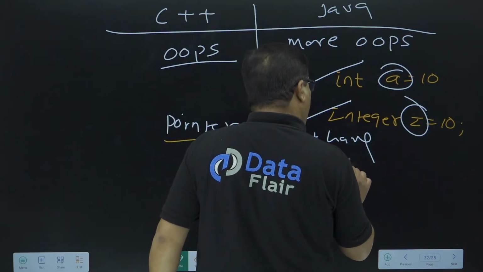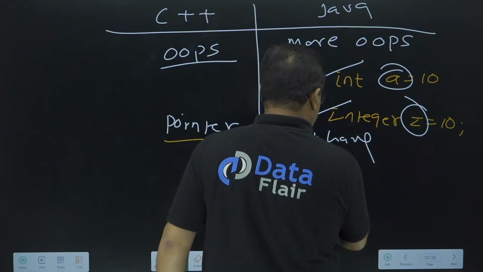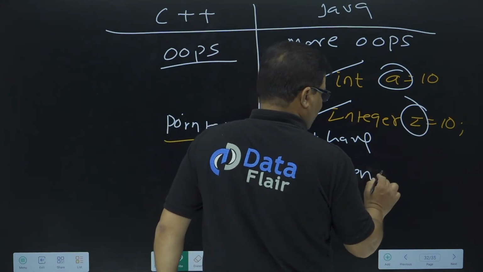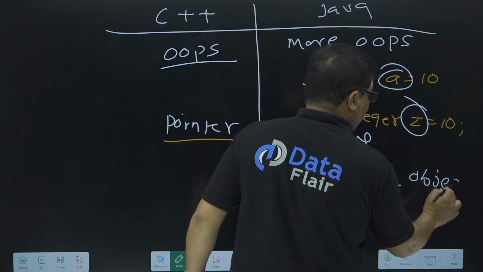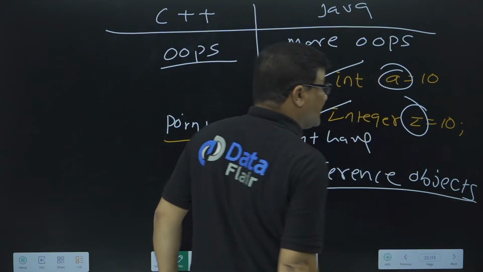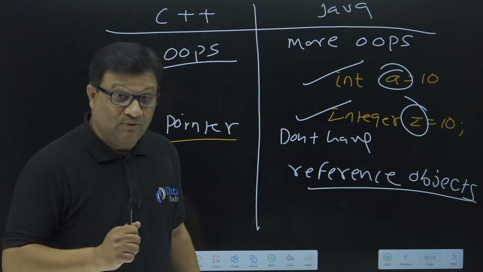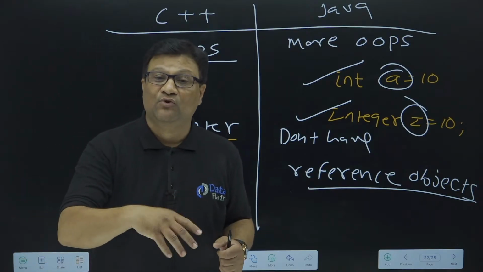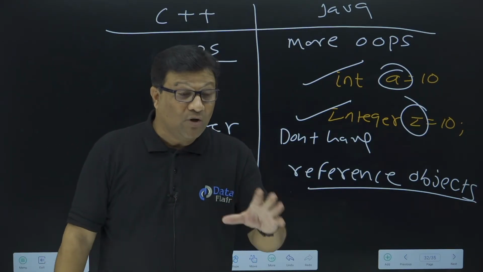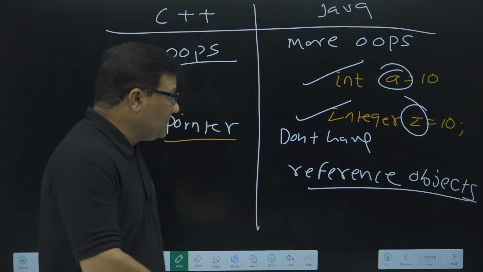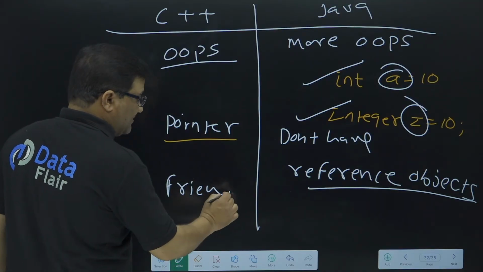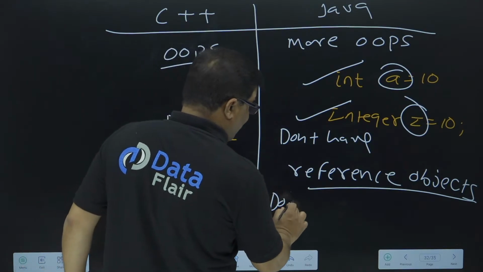Listen very carefully. How is it possible? That is a different thing. We have reference objects in Java, and how we make an object a reference object, I will definitely teach you when I come to that topic. But in C++, we actually use pointers to make these references. Java doesn't have any pointer concept. In C++, we have a friend function, but Java doesn't have any friend function concept.